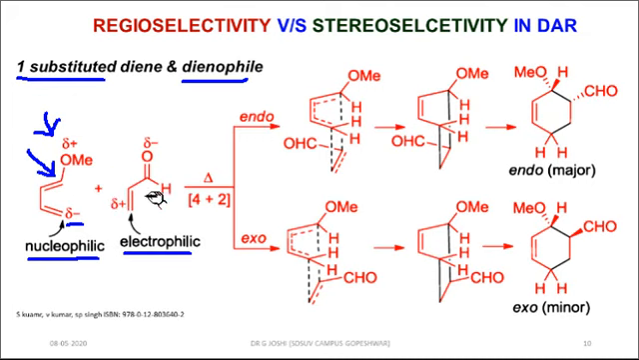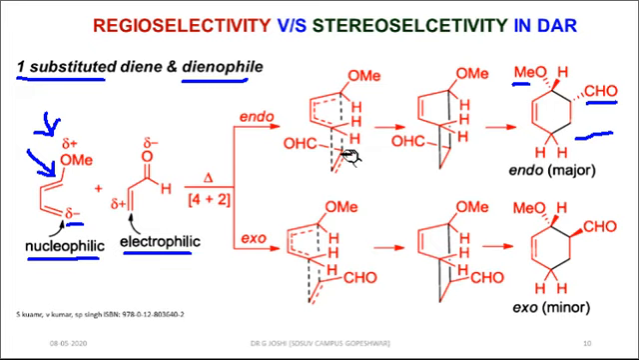The electron withdrawing group on the dienophile and the electron donating group on the diene will approach each other in the cyclization process at adjacent carbons. So the relative positions of the groups present in the diene and dienophile in this kind of product will depend on the stereochemistry of the Diels-Alder reaction.